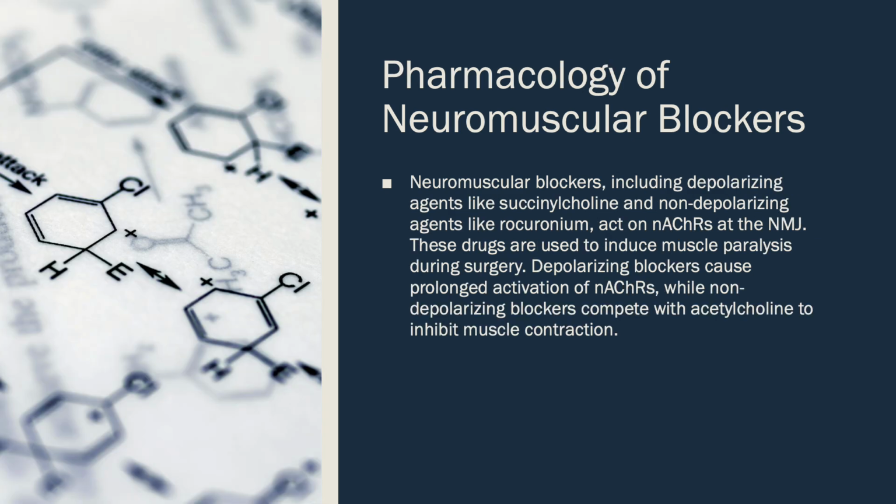Now, these are essential agents in anesthesia. These work by acting on those nicotinic acetylcholine receptors at the neuromuscular junction. And there are two main types of neuromuscular blockers. We have depolarizing, which is succinylcholine, all right, and then non-depolarizing, which is everything else. Depolarizing agents like succinylcholine mimic the action of acetylcholine by binding to those nicotinic acetylcholine receptors, causing prolonged depolarization. This results in an initial contraction, a fasciculation, followed by paralysis, as the muscle cannot repolarize properly.